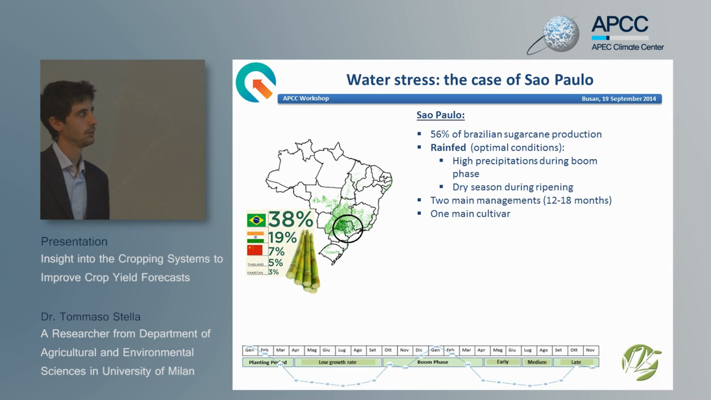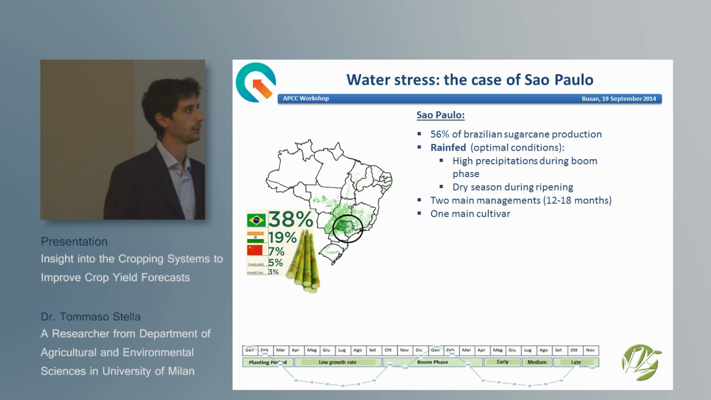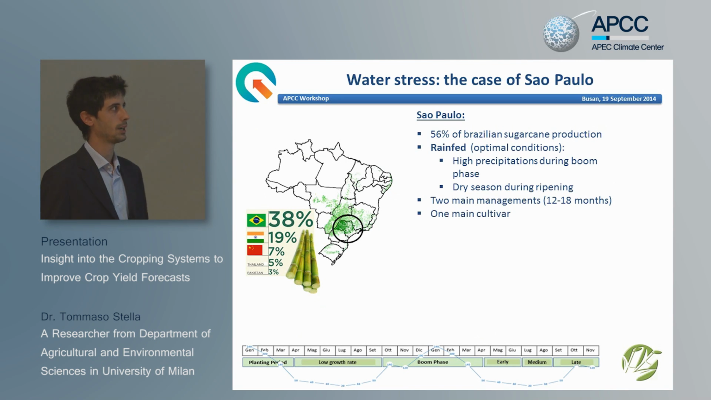So in this case, remember, Brazil is the first producer in the world of sugarcane, and the state of Sao Paulo in this context contributes more than half of the national production.